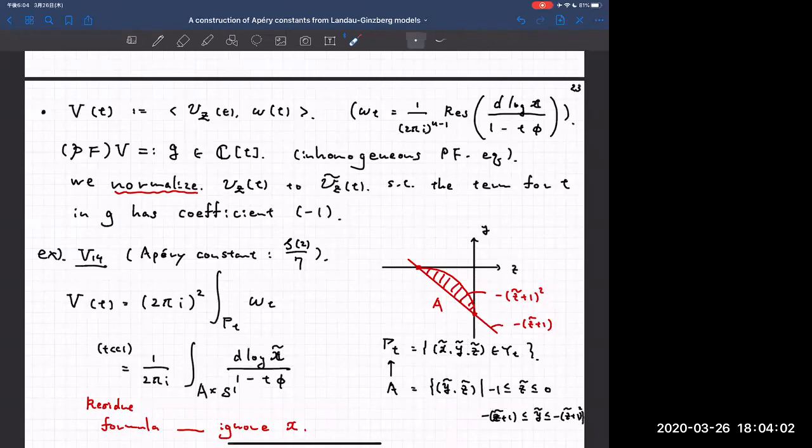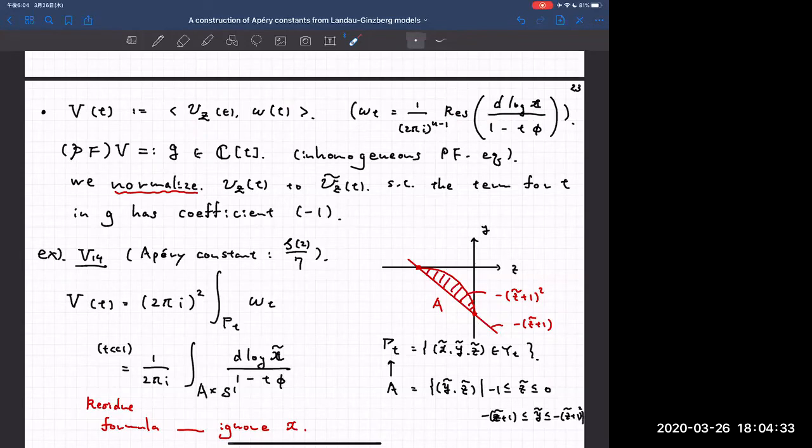Okay, so by using this higher cycle, we actually obtain the higher normal function using T, and we consider the family of its value with a test form omega T. Here, omega T should be given by the holomorphic form, so we should use a residue, okay? 1 over 2 pi i to the n minus 1, residue of d log x over 1 minus t P is a good test form because it gives a holomorphic period.